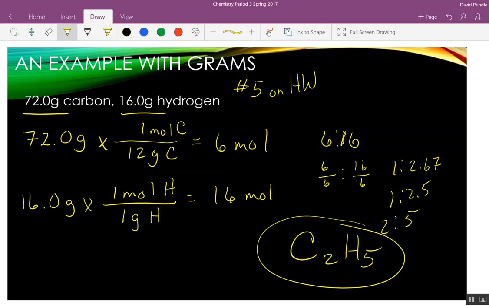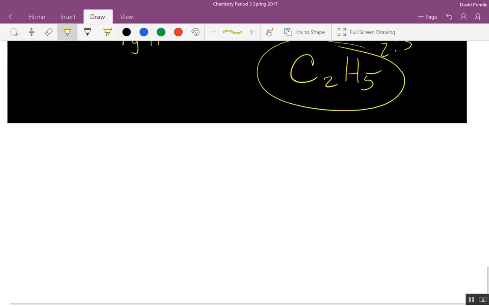And the other one is, and I'm going to hit pause here a second. The other is determining an empirical formula from a molecular formula.